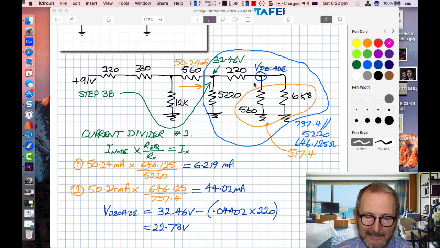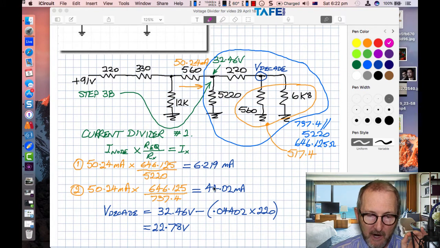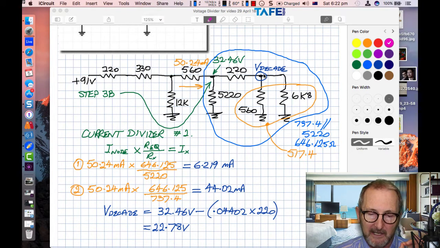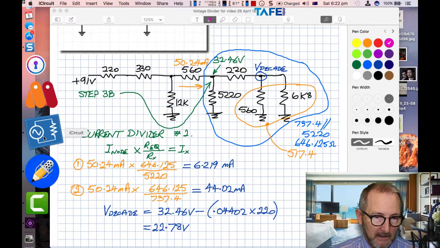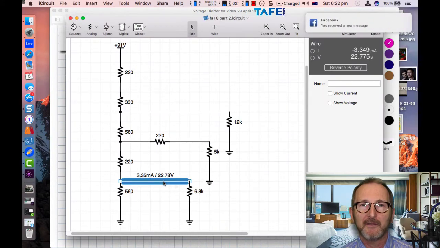And then again, what I can do, I can multiply that 44 milliamps by the 220 ohm resistor. I've done it down here. Subtract that from the V sound point. That'll give me the voltage at the V decade point. Finally, 22.78. Let's go and have a look at the iCircuit. 22.78 volts. Thumbs up, we've done it right.